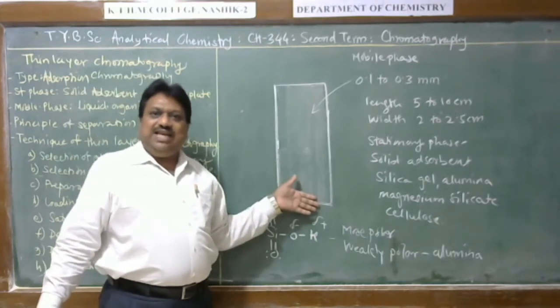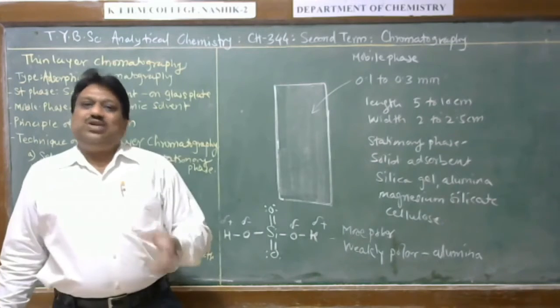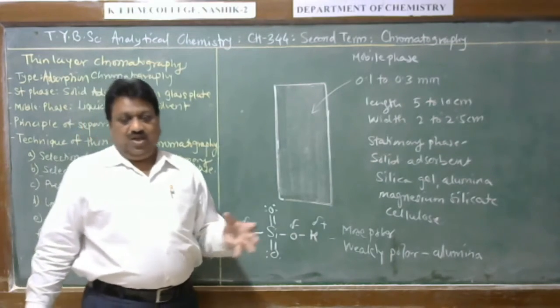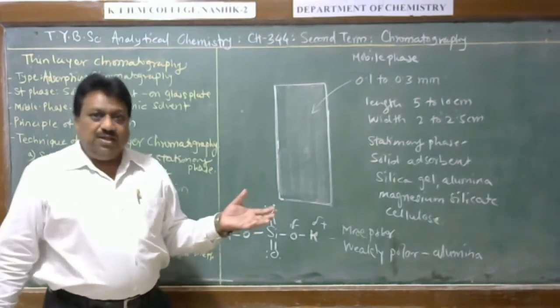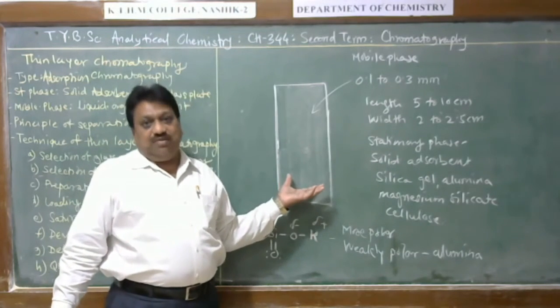Once we coat the adsorbent material on this glass plate, next we have to dry this glass plate in an oven or sometimes under an IR lamp. Here drying is carried out to remove the residual solvent.